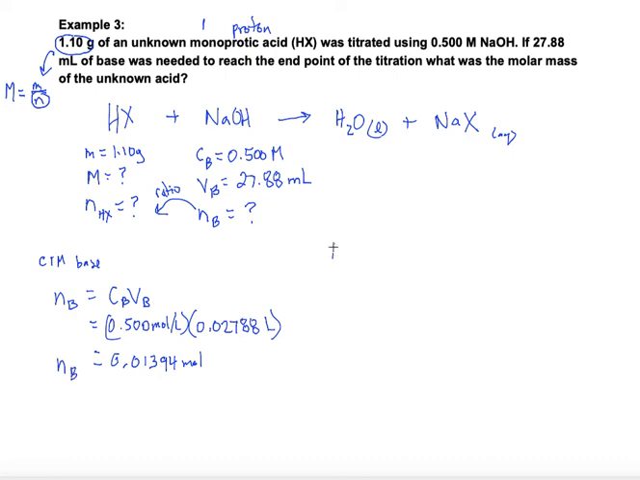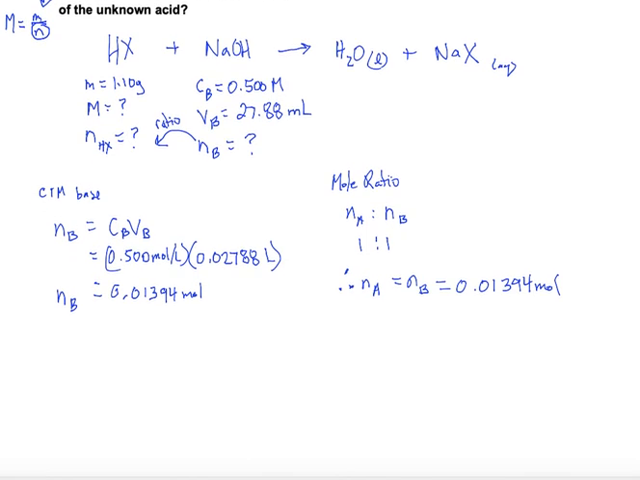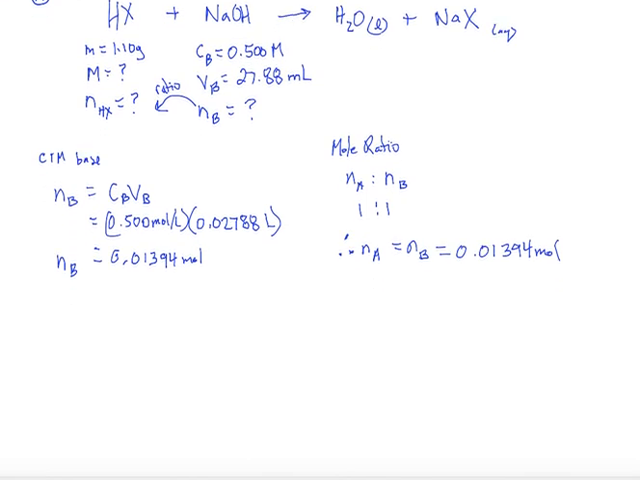And then from our moles of base, we want to get to moles of acid. So this is using our ratio. Number of moles of acid to number of moles of base is a 1-to-1 ratio. Therefore, number of moles of acid equals number of moles of base, which is 0.01394 moles. So now you've got moles of our acid, and we've got the mass, right? And now we've got enough information we can find the molar mass. So this is our final step, find molar mass.